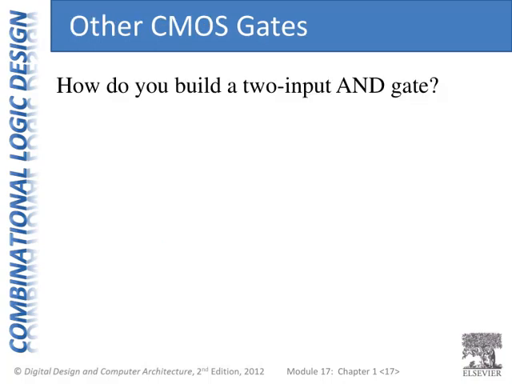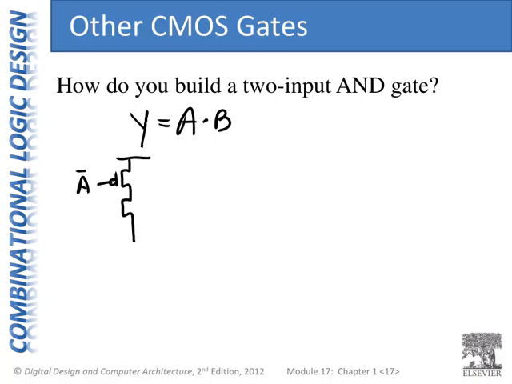So now a question is, how do we build a 2-input AND gate? You might want to pause the video right now and try that on your own. So we can start with the equation, Y equals A and B. Well, we could go ahead and implement that using the pull-up network. This is the incorrect method, but I'll show you the correct one in a moment. Logically correct, but not the most efficient.